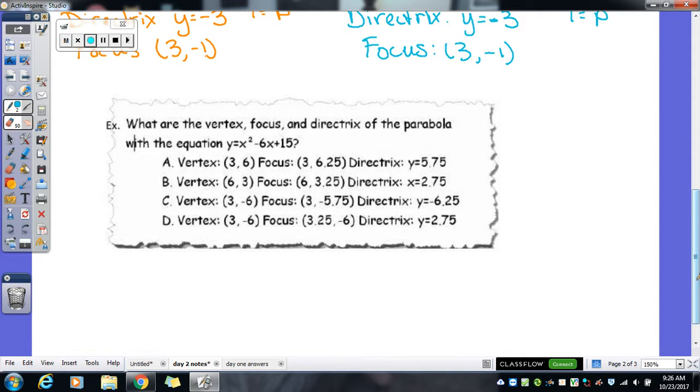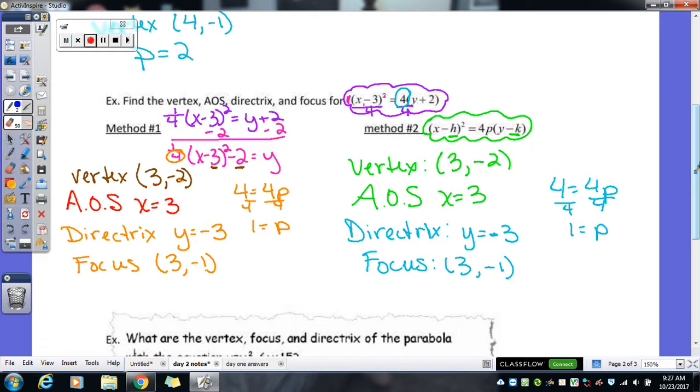Alright, so we've got a multiple choice question here. What are the vertex, focus, and directrix of the parabola with this given equation here? Well, can we really tell from that equation there? No. So what do you think we should do? You can't skip it. We don't want to factor. If we look up here at our vertex form, like right over here, does this look kind of familiar to another form we've done before? Yeah, which one?